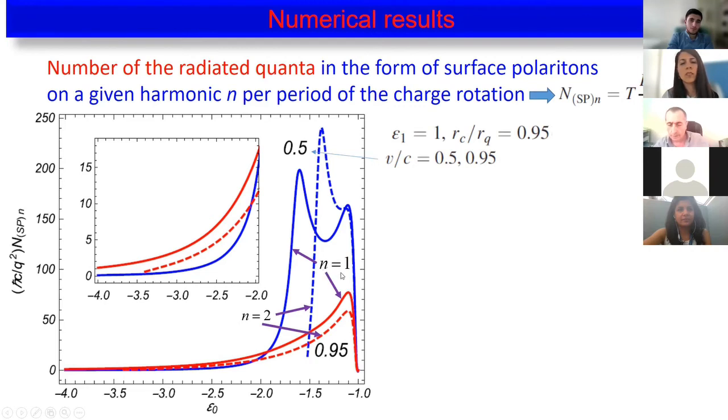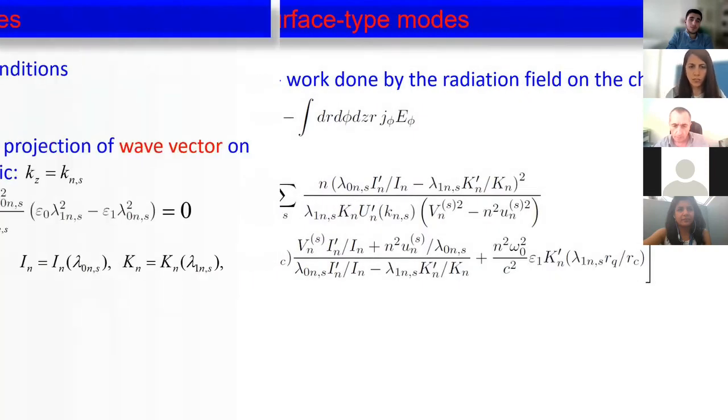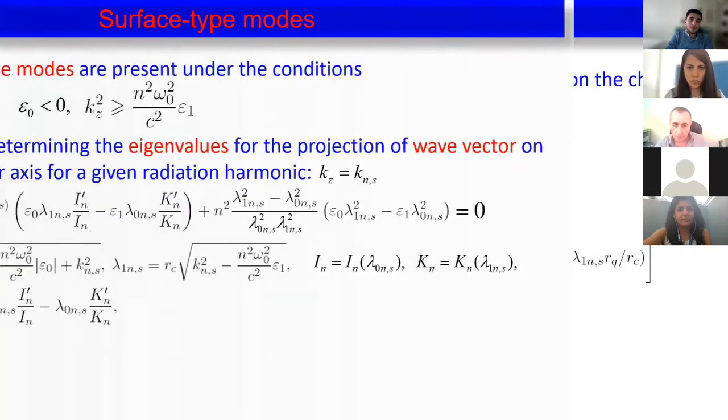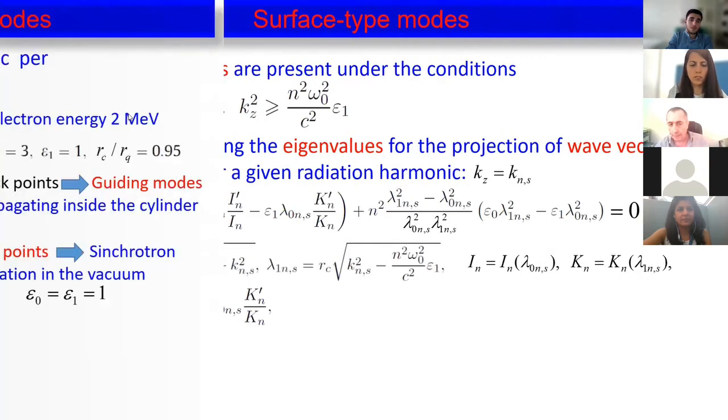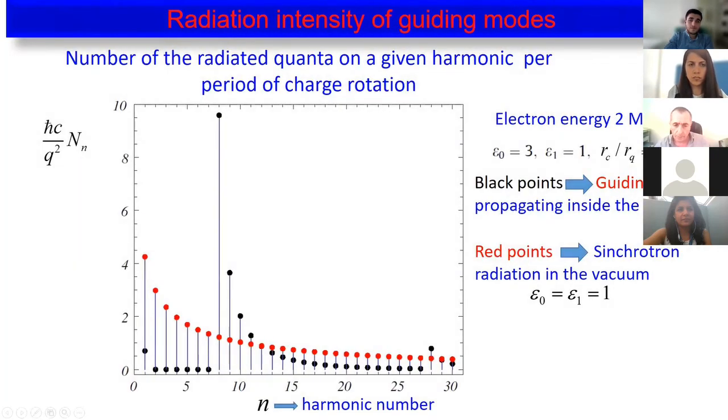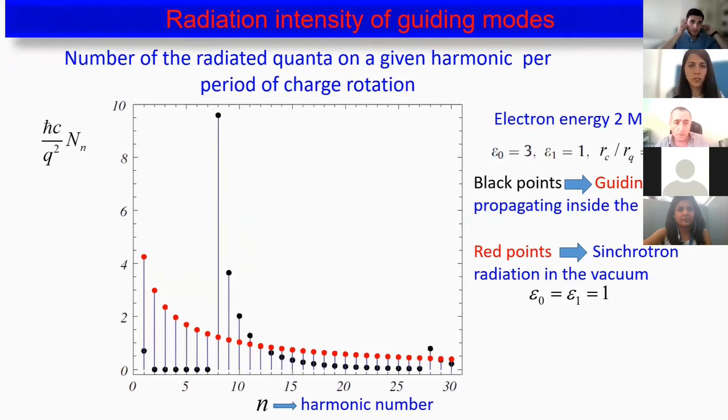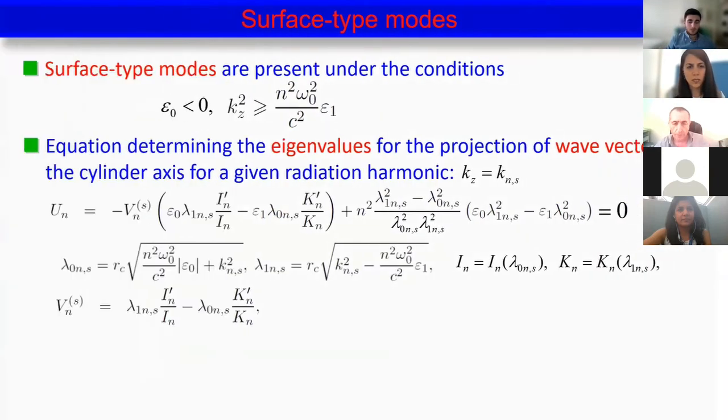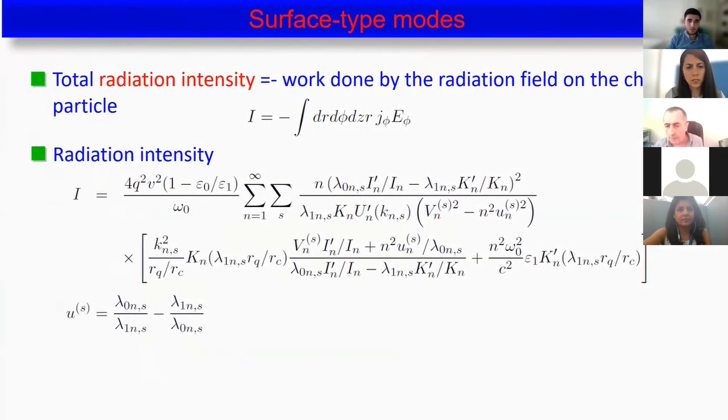This is the main harmonic, and the dashed curves correspond to the second harmonic. And you can see the number of these radiated plasmons can be essentially large. You can remember what the situation was for the guiding modes. There you have just the order of 10, but in the case of plasmonic waves, it can be essentially large.